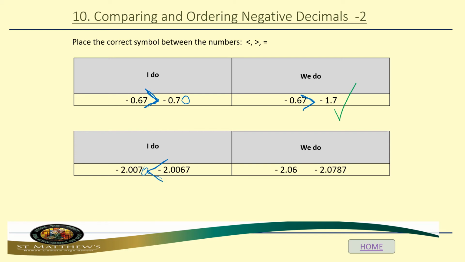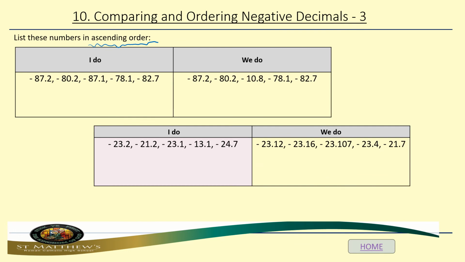Pause the video for 30 seconds. Try to do the next one yourself in your books. Okay, so you should write the sign this way. Again, if it's right, green tick and well done. Now we are going to move on to ordering negative decimals.